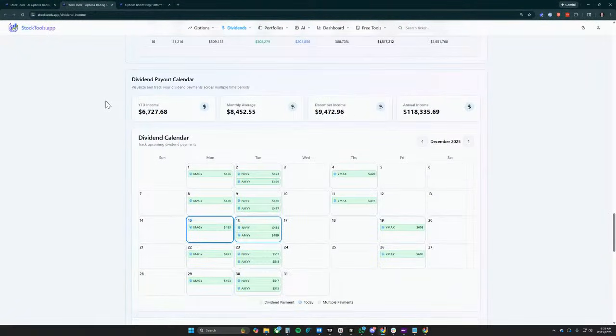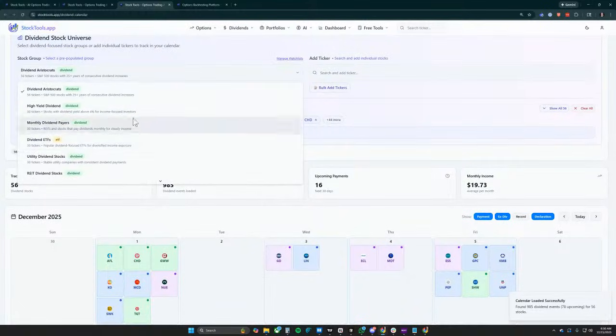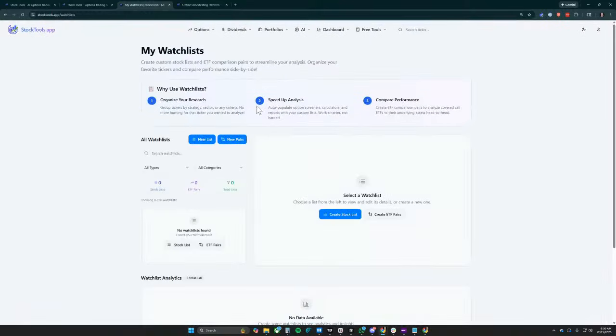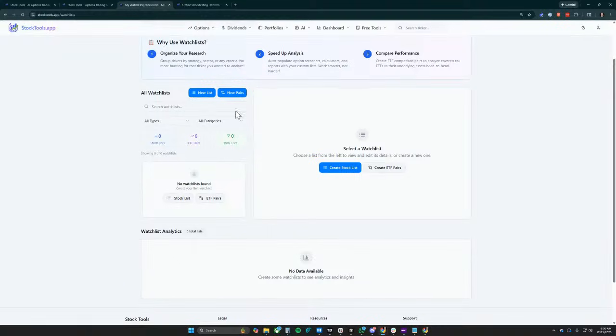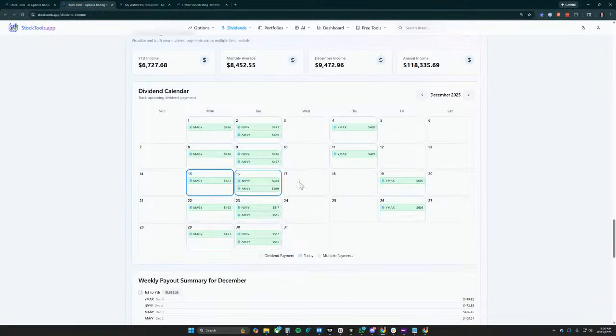Now, question on this dividend calendar: is this available just to see all of the funds you have in the website, just to see when? Yeah, I do have that as well. I have a whole dividend calendar right here, where you can come in and pick from these different groups, and you can add. I actually didn't talk about that. You can make your own watch list in here as well, with your own tickers and all that.